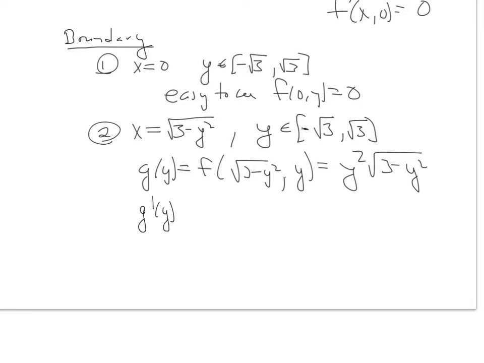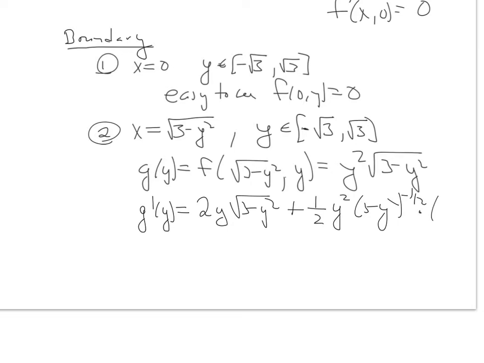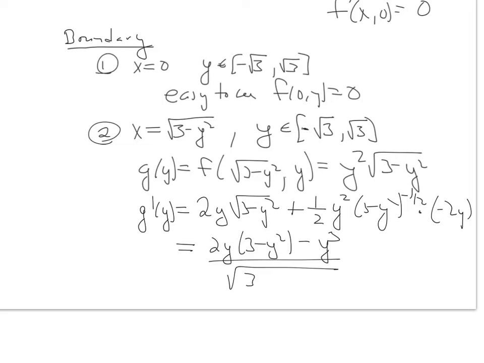So g prime of y. So this is product rule, so this is 2y square root of 3 minus y squared plus, and then this one I have to do sort of product rule and chain rule, so it's a little bit nasty. So I have 1/2 y squared times 3 minus y squared to the negative 1/2 times negative 2y. And so the result of all of this is that when I add my fractions, this thing has a negative exponent, so I get a denominator. When I deal with all of the algebra here, what I end up with is 2 times y times 3 minus y squared, subtracting off a y cubed all over the square root of 3 minus y squared.